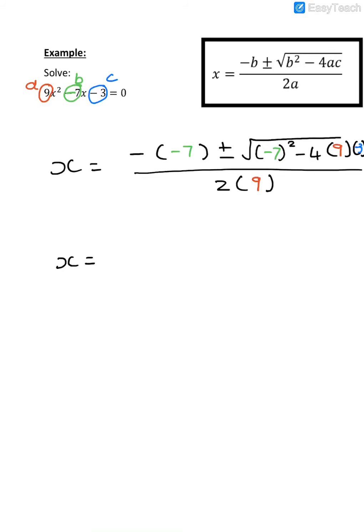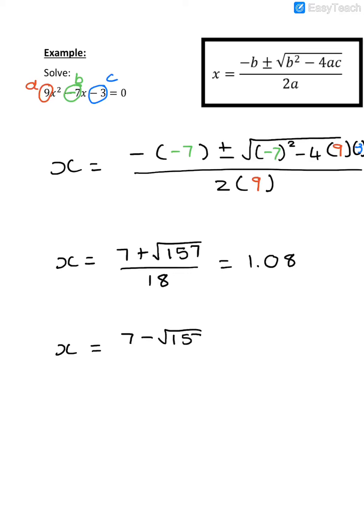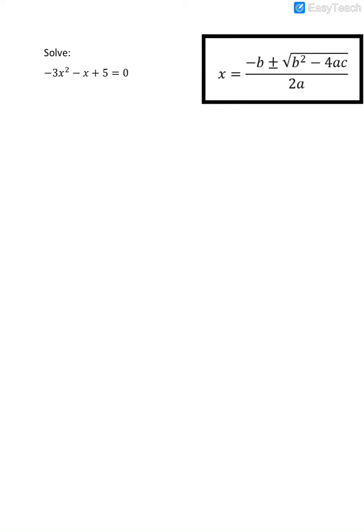x equals 7 plus the square root of 157 over 18, which equals 1.08, or x equals 7 minus the square root of 157 over 18, which equals minus 0.31 if I round it to 2 decimal places. Okay, now the next question, if you could just press pause and have a go first, and then press play when you're ready and look at the answer.